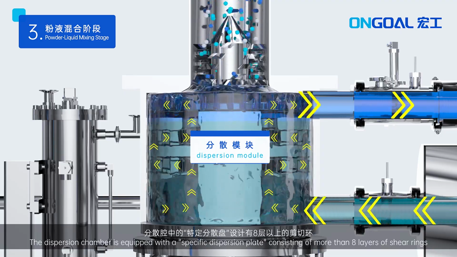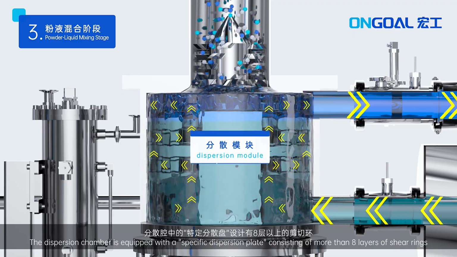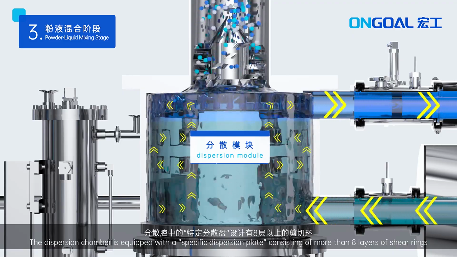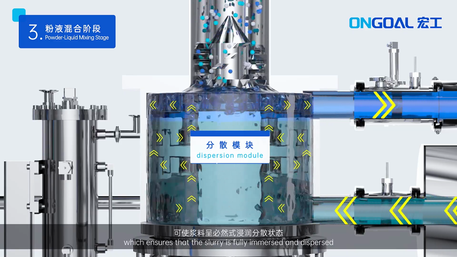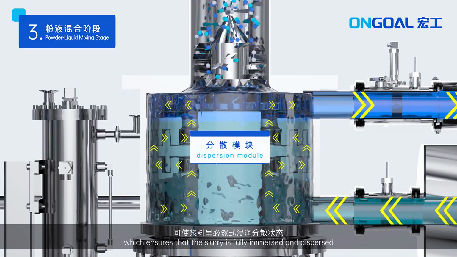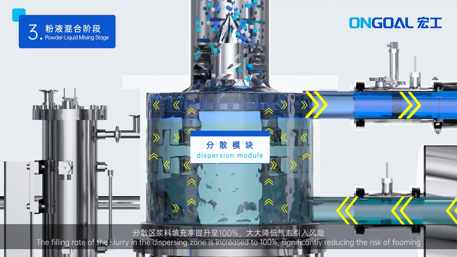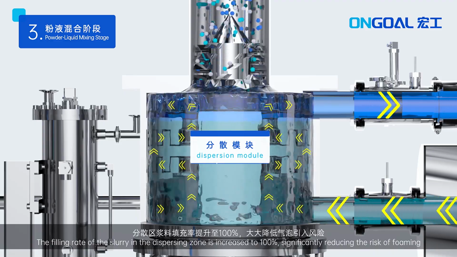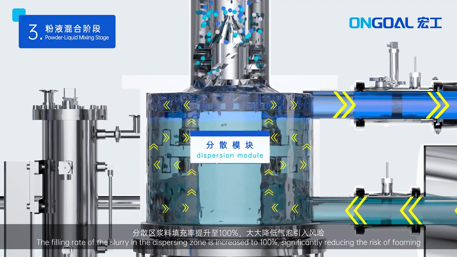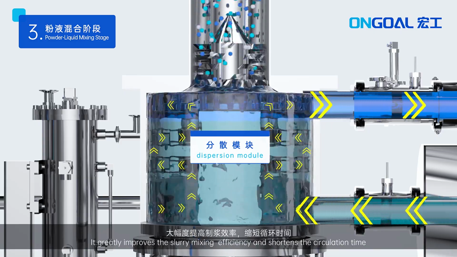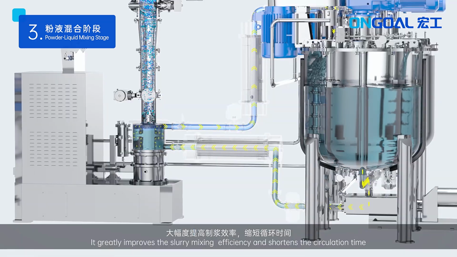The dispersion chamber is equipped with a specific dispersion plate consisting of more than 8 layers of shear rings, which ensures that the slurry is fully immersed and dispersed. The filling rate of the slurry in the dispersion zone is increased to 100%, significantly reducing the risk of foaming. It greatly improves the slurry mixing efficiency and shortens the circulation time.